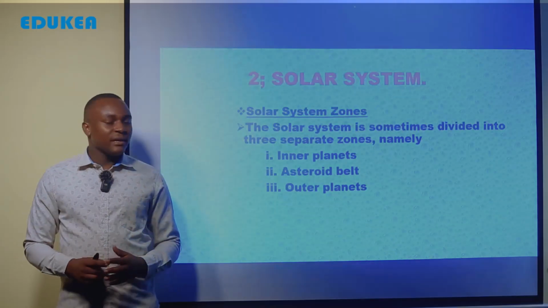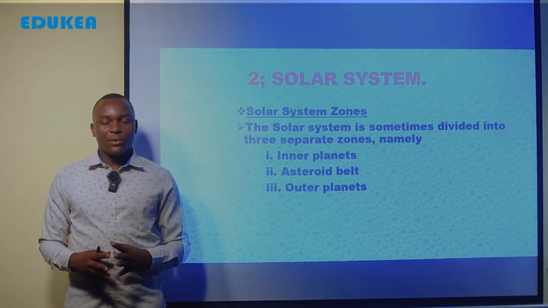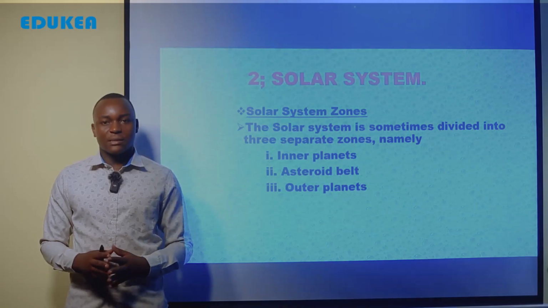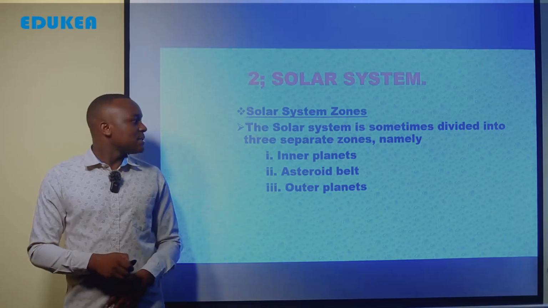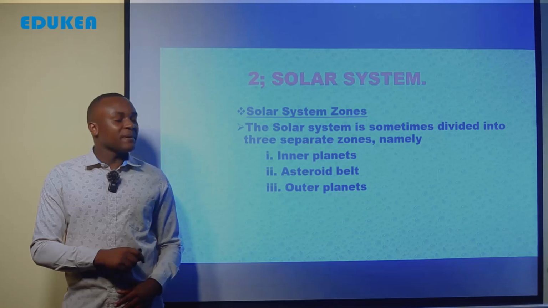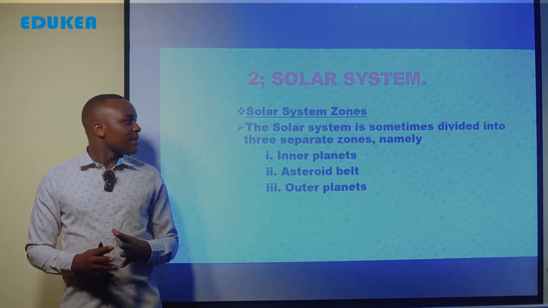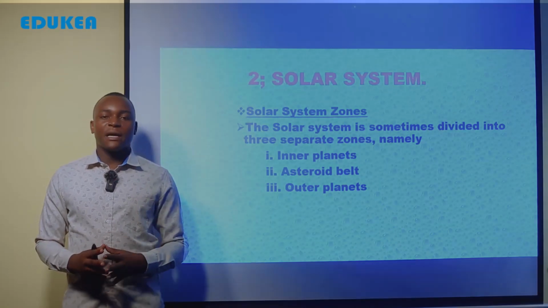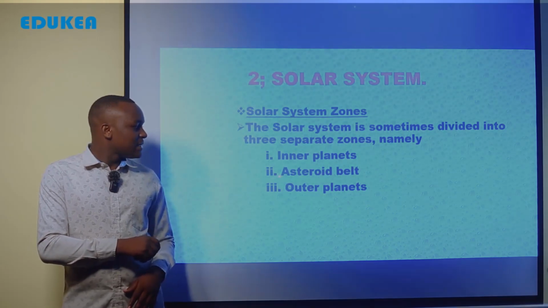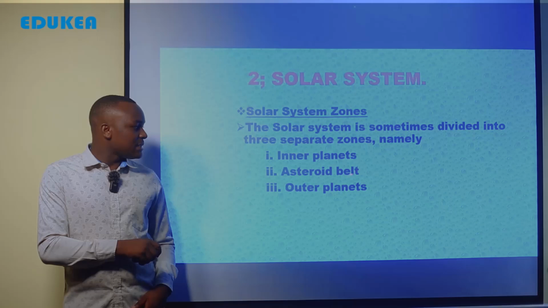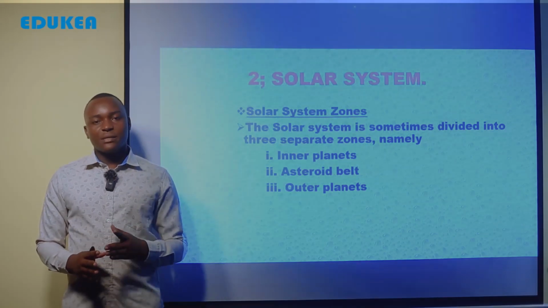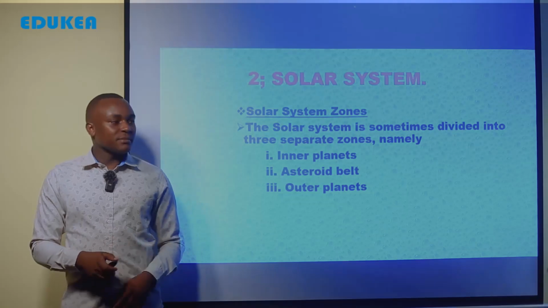So our lesson today, we are going to look at the zones of the solar system. We say that the solar system is sometimes divided into three separate zones, kwamba solar system imegawanyika katika zoni kuu tatu. Zoni ya kwanza ni inner planet, ya pili ni asteroid belt, ya mwisho ni outer planet. So those are the three zones of the solar system.